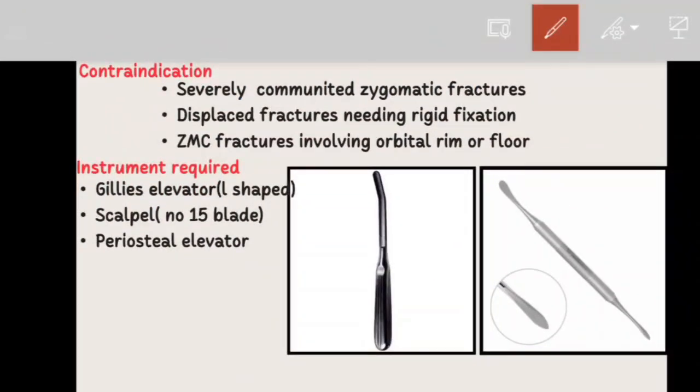So here are the contraindications. It is contraindicated in severely comminuted zygomatic fractures, displaced fractures needing rigid fixation, and zygomatic or complex fractures involving the orbital rim or the floor.